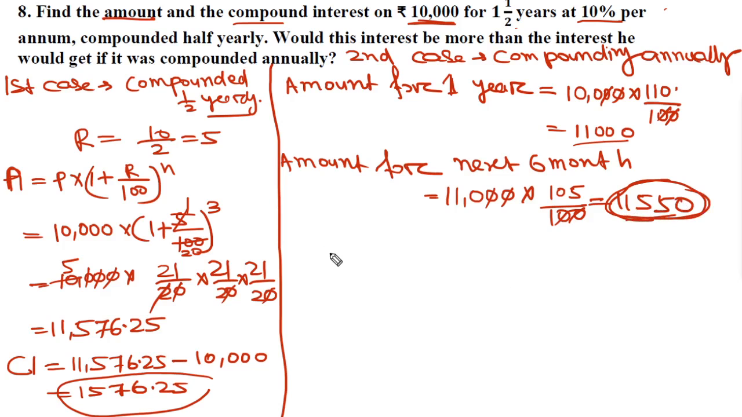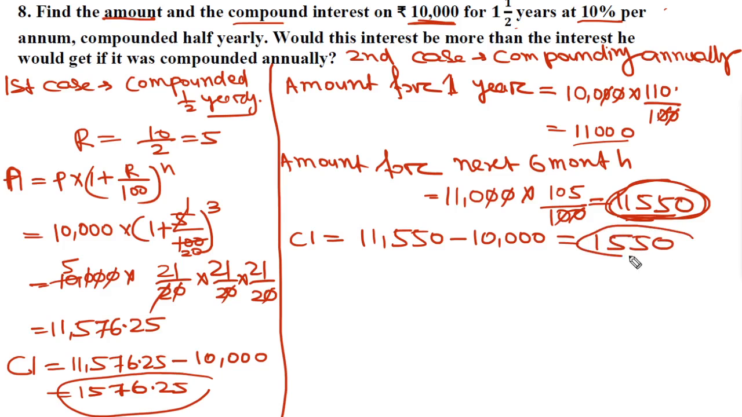So now what we will do, we have to find the compound interest. So CI is equal to amount minus principal. So 11,550 minus 10,000, so it is equal to 1,550. So this is the compound interest.